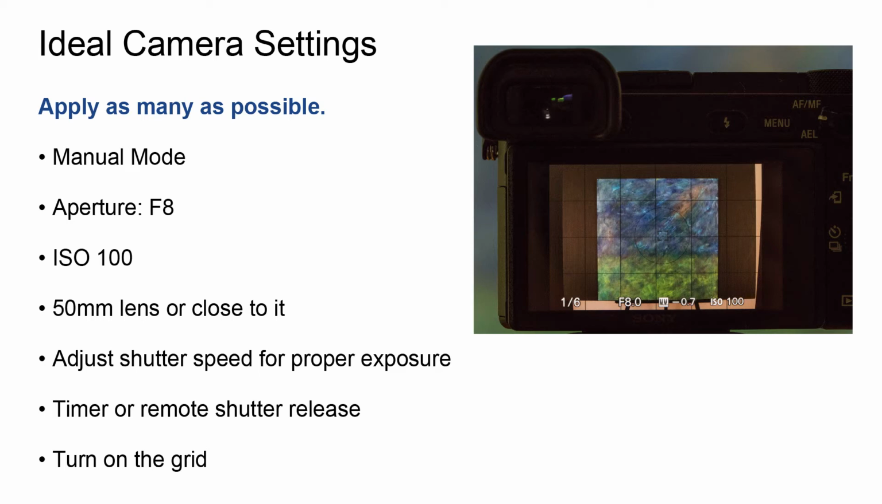ISO 100. Some cameras can control that, some cannot. But that will make sure that your picture is as crisp as possible. As you go up in ISO number, especially with cell phones, probably with most cell phones around 400, definitely 800, you're going to get grainy pictures.